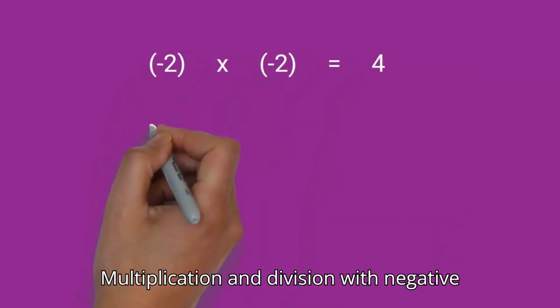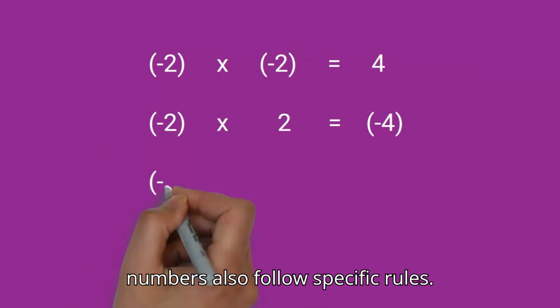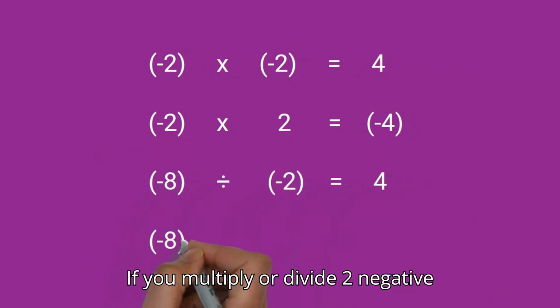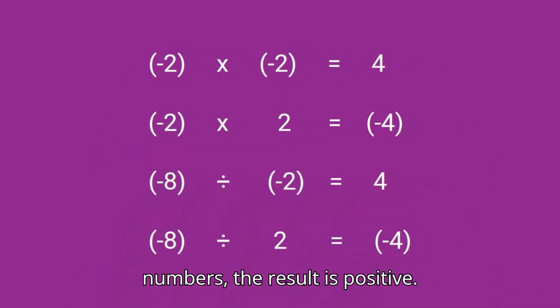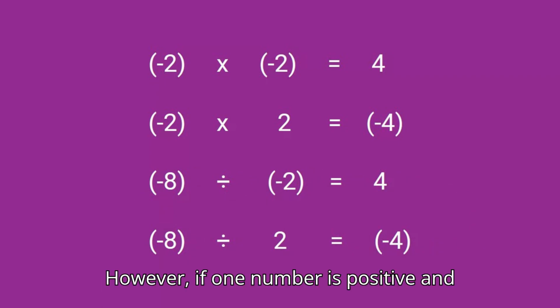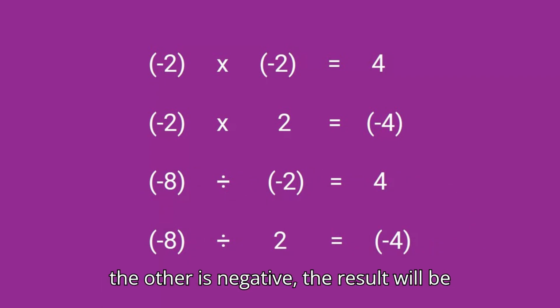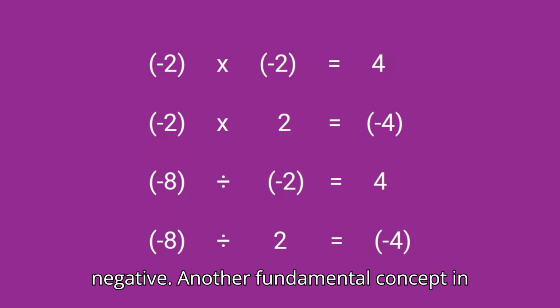Multiplication and division with negative numbers also follow specific rules. If you multiply or divide two negative numbers, the result is positive. However, if one number is positive and the other is negative, the result will be negative.